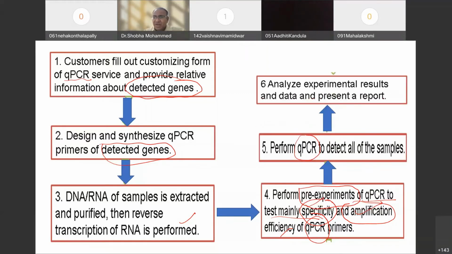Then analyze the experimental results. I analyze the experimental results, and later the data will be plotted and we'll present the report. So this is what we call the process. What is the process? The process tells me how I should run the test. Point number one.